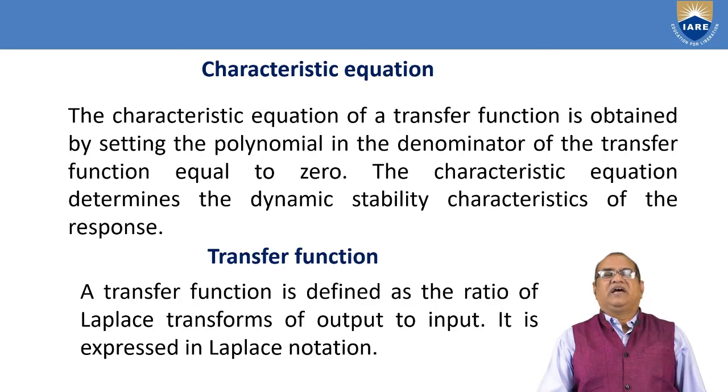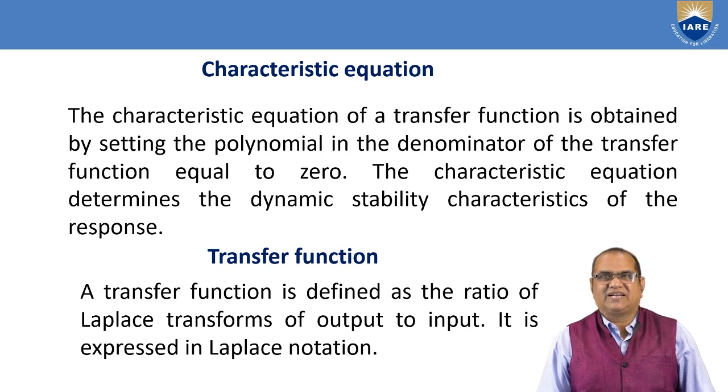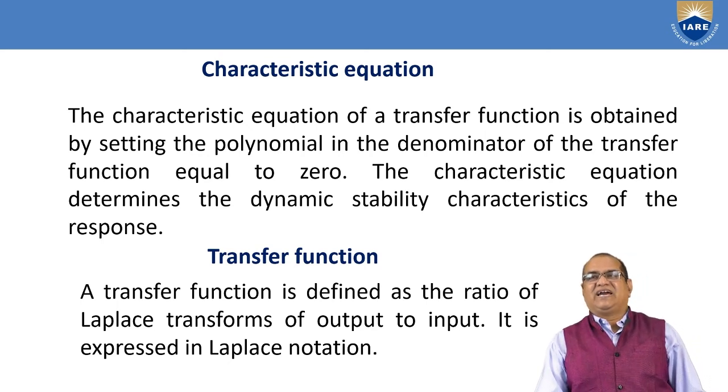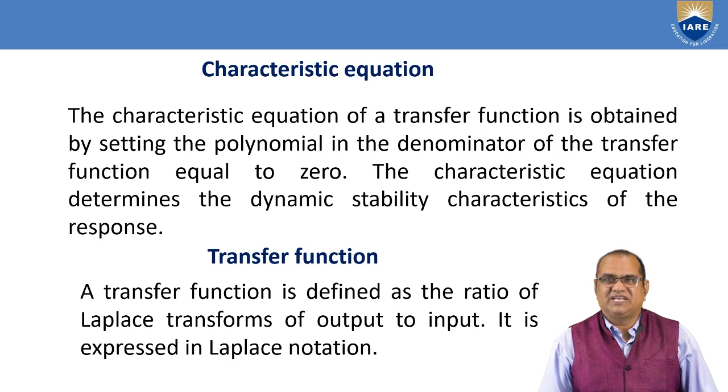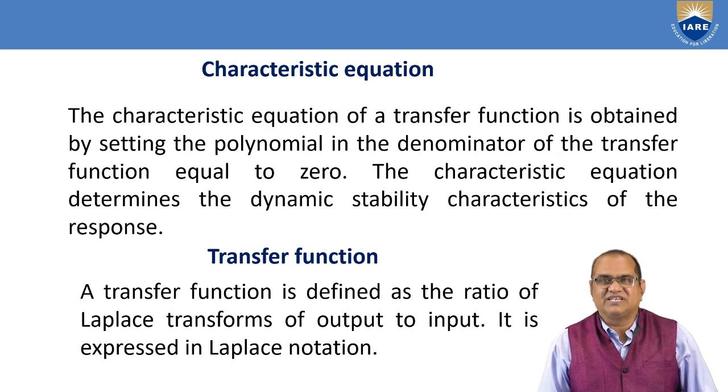Characteristic equations. These equations are used for understanding the dynamic stability of the aircraft. The characteristic equation of a transfer function is obtained by setting the polynomial in the denominator of the transfer function equal to 0. The characteristic equation determines the dynamic stability characteristics of the response. So by finding these characteristic equations, we can find out whether the aircraft is dynamically stable, unstable, or neutrally stable.